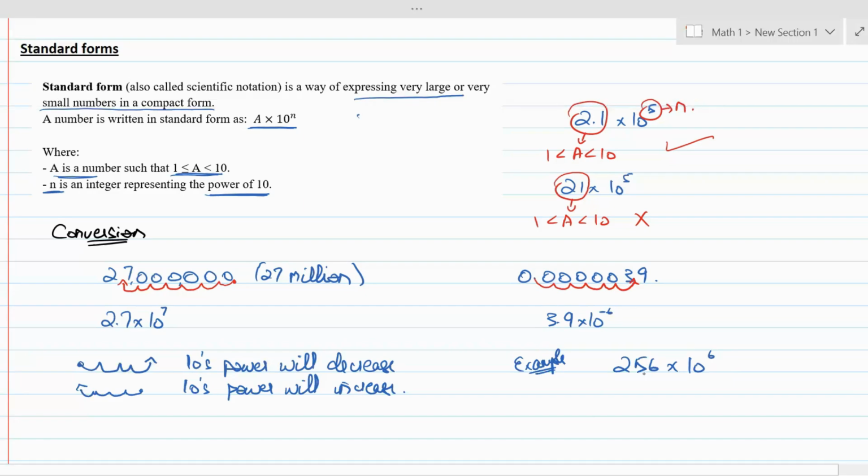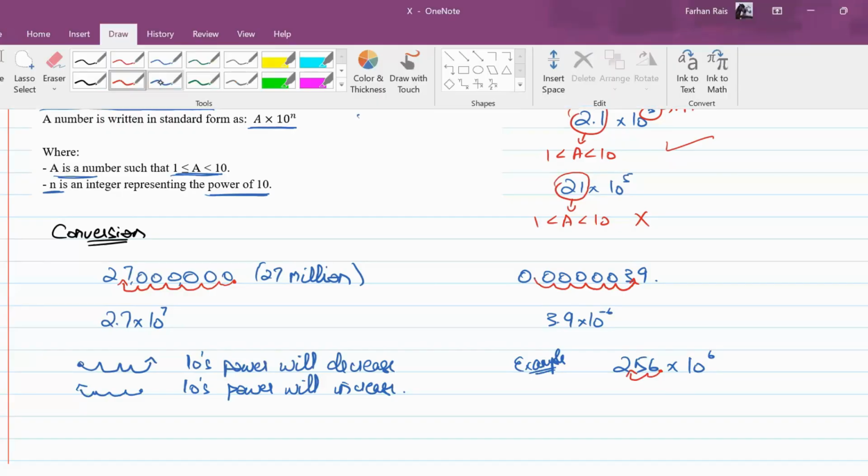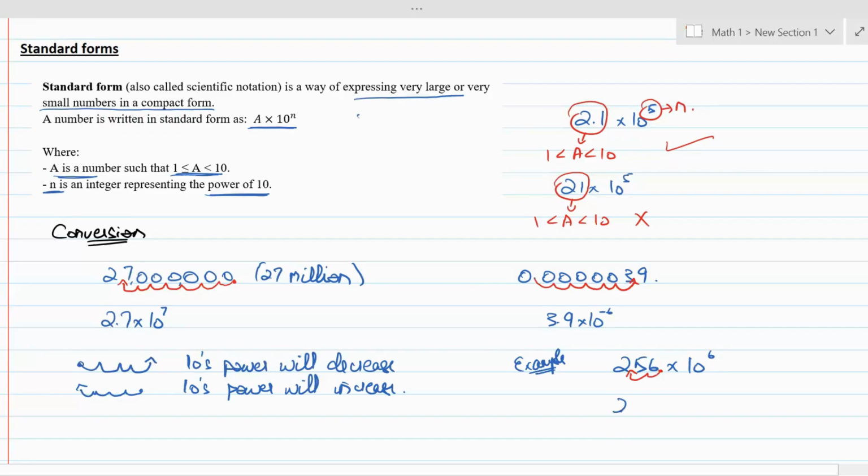And if the decimal is there at the end, we have to move the decimal 2 places towards the left. So since we have moved 2 places towards the left, it would now become 2.56. And how would the tens power be affected, since we have moved 2 places towards the left? So moving towards the left means tens power would increase. Initially 10 power was 6. And because of the 2 places moved, it would be raised by 2.